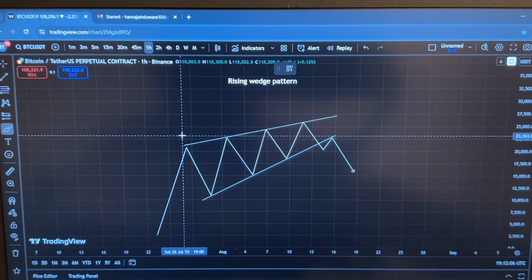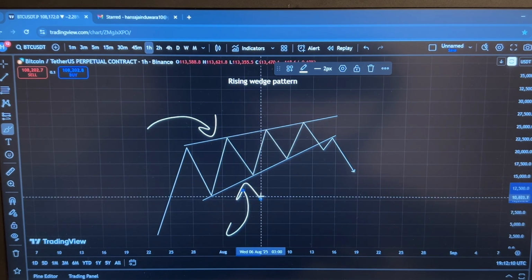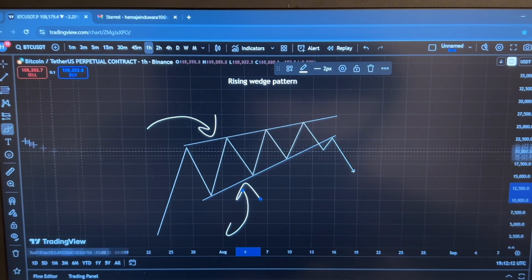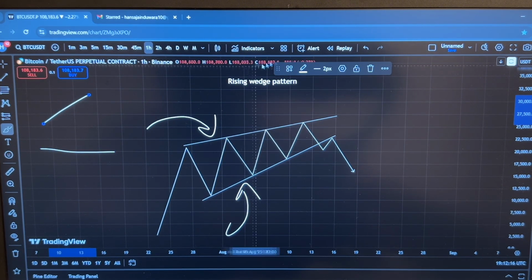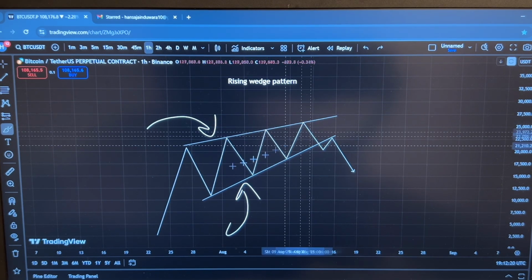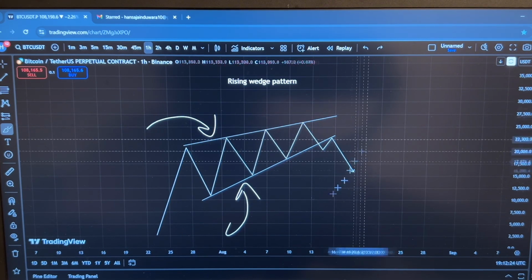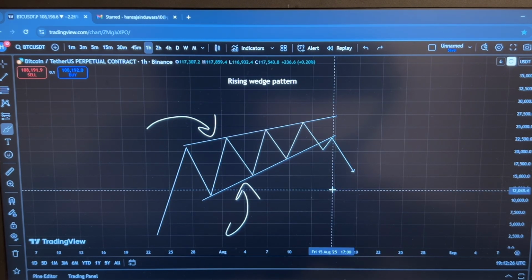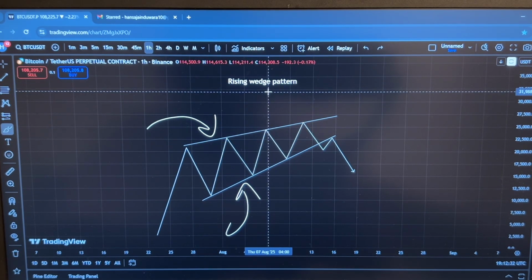But as you guys can see, there are two trend lines. These two trend lines cannot be a straight line. It should always be slanted. Always keep that in mind, because if one of these trend lines is actually a straight line, that's going to be a different type of pattern. So we're talking about rising wedge pattern.